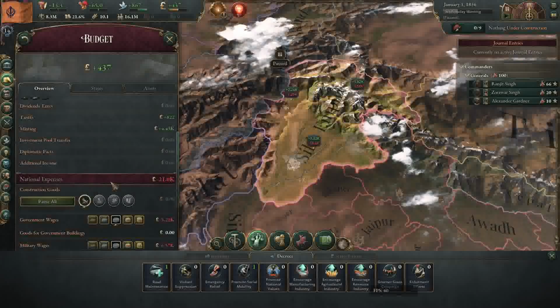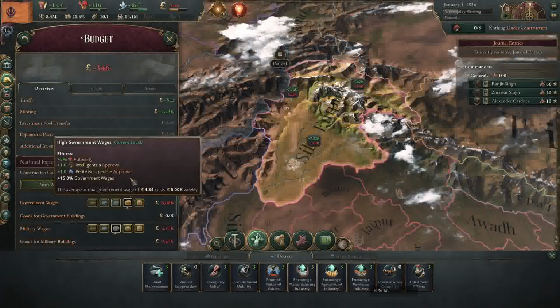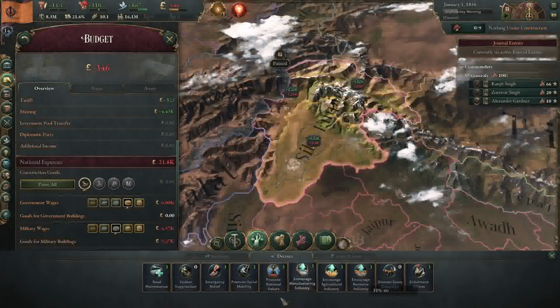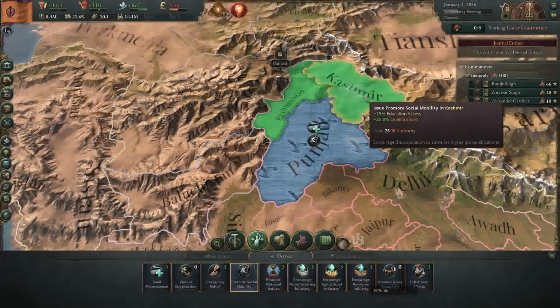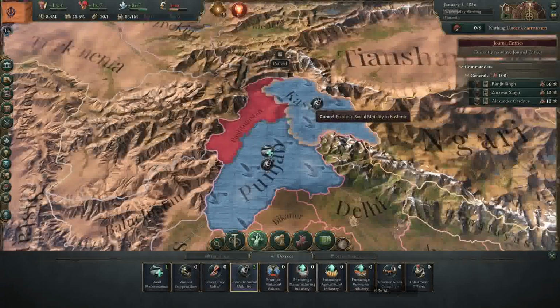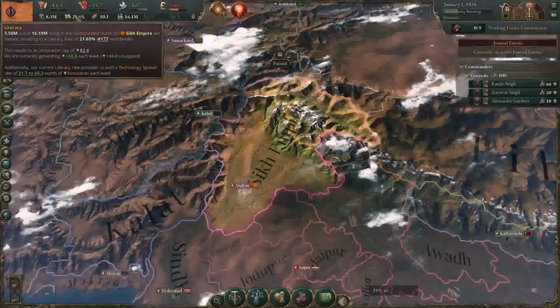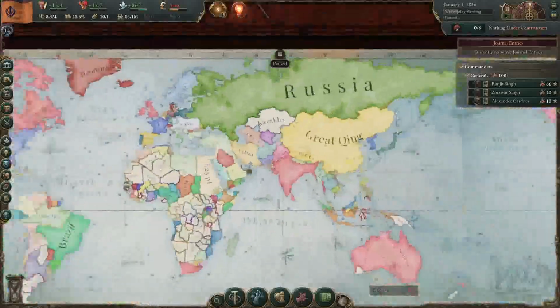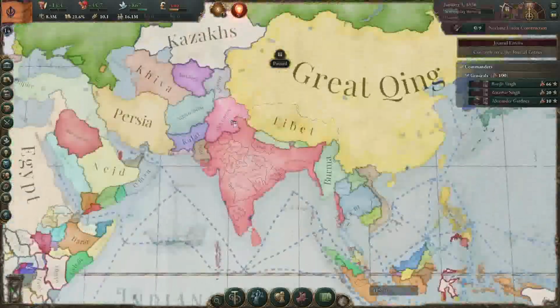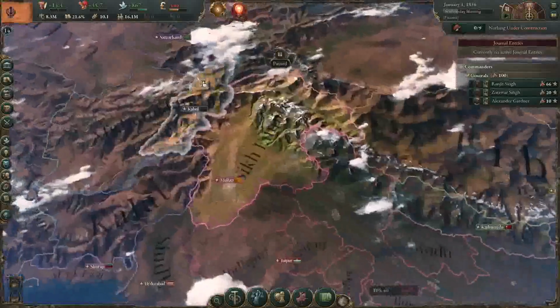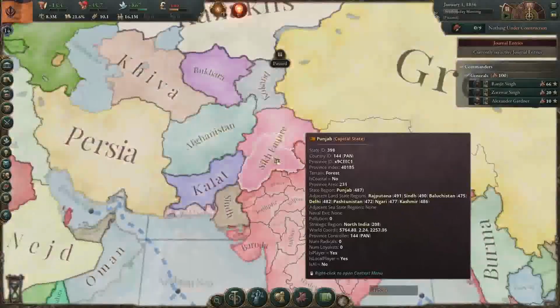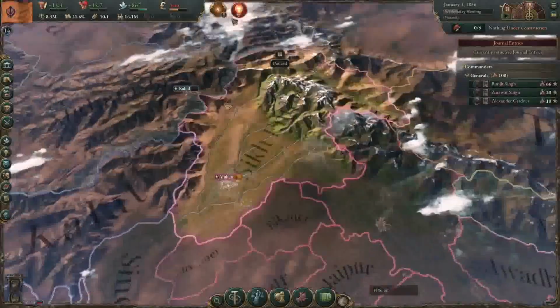And if you want, you can also increase your government wages for just a little bit of extra authority, which gets you up to 110, and then you can promote in Kashmir. And this is going to increase your literacy a lot. As your country grows and gets bigger and bigger, the impact of promoting social mobility is going to go down. But here at the beginning of the game, it's actually pretty reasonable to do it.